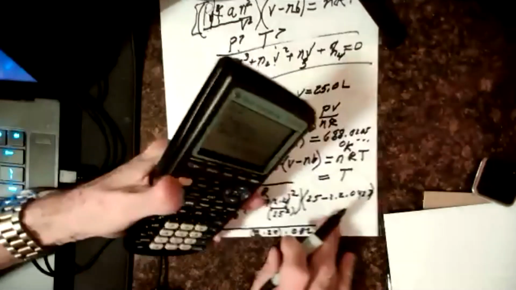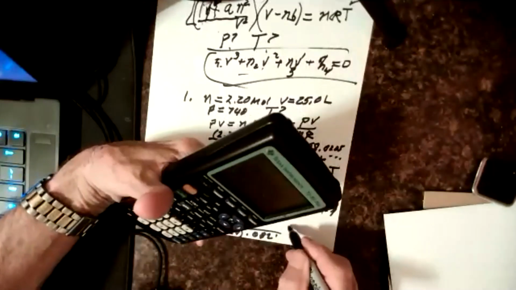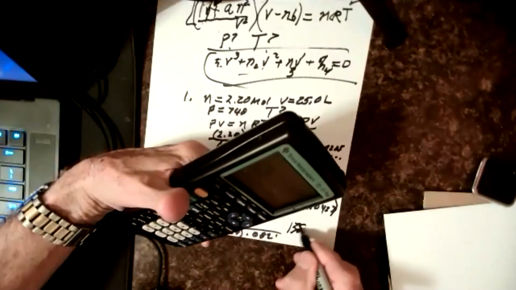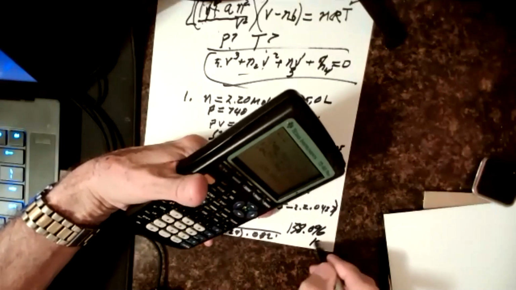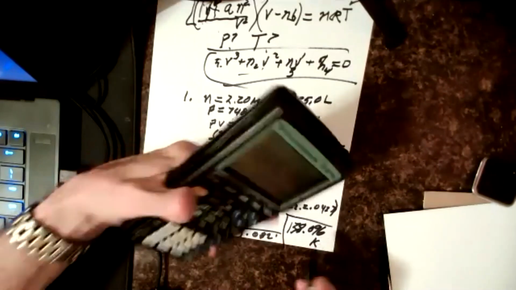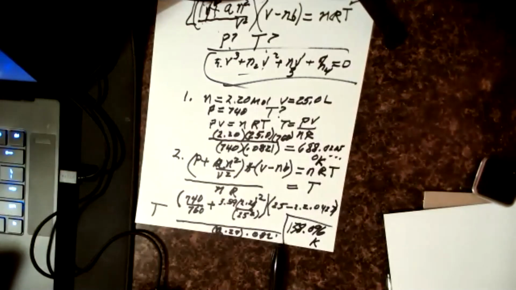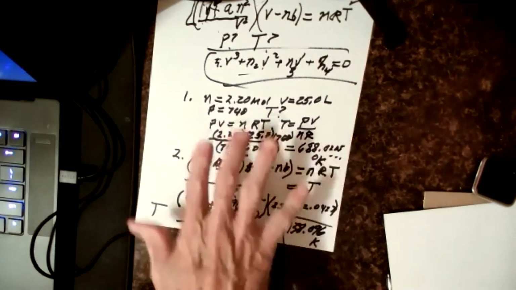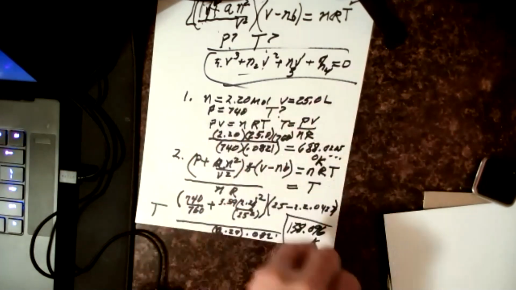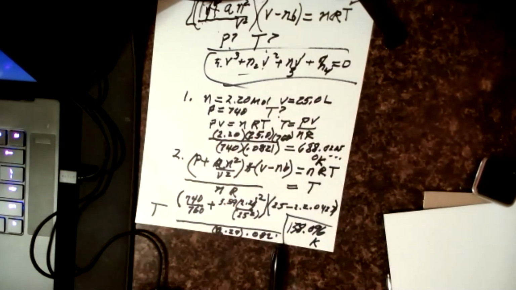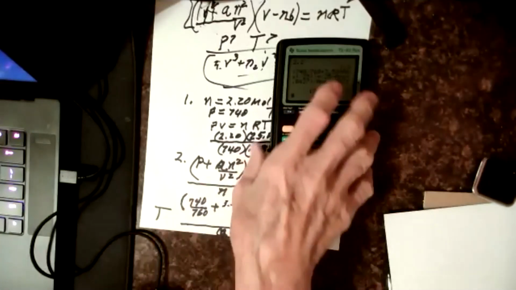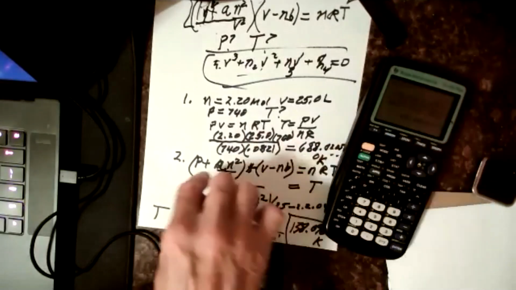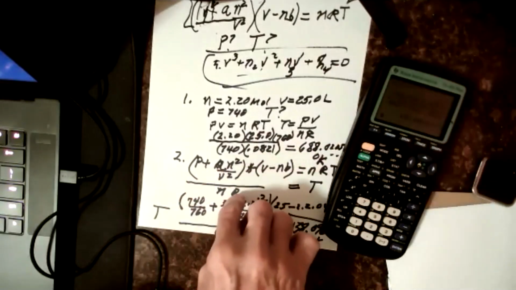And what I come out with is 138.096 Kelvin as the van der Waals temperature that this gas would occupy. So, you know, I could have made a mistake in here somewhere, and that might not be right. But I wanted to illustrate that you don't need to do these things in a whole bunch of steps.